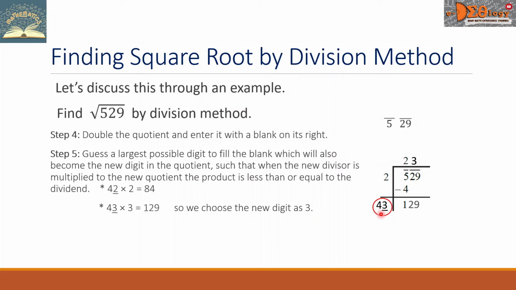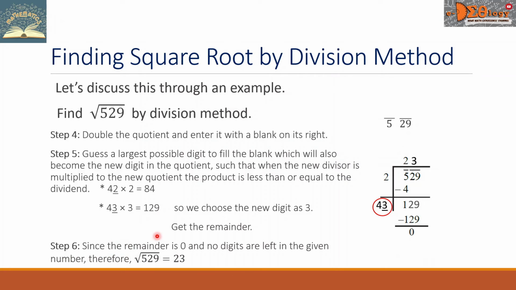When we finalize and we write here number 3, same value 3 we will write on top of this 29. So the previous quotient of 2 becomes 23. Then we get the remainder. That means this 129 here we subtract by this new dividend and we get 0. And step 6, since the remainder is 0 and no digits are left in the given number, therefore we stopped, then we conclude that the square root of 529 equals 23.